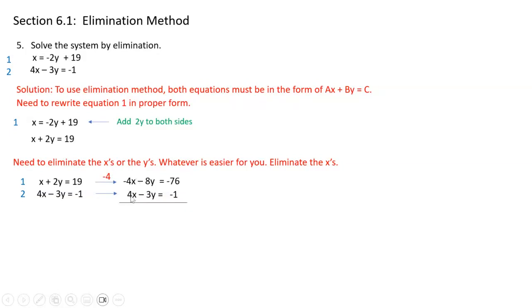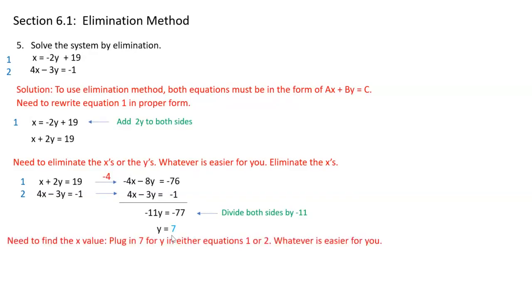You see the x's are eliminated because negative 4x plus 4x will give us a 0x. We combine the y's. It's going to give us negative 11y equals to negative 77. Now we divide both sides by negative 11. And the result will be y equals to 7.